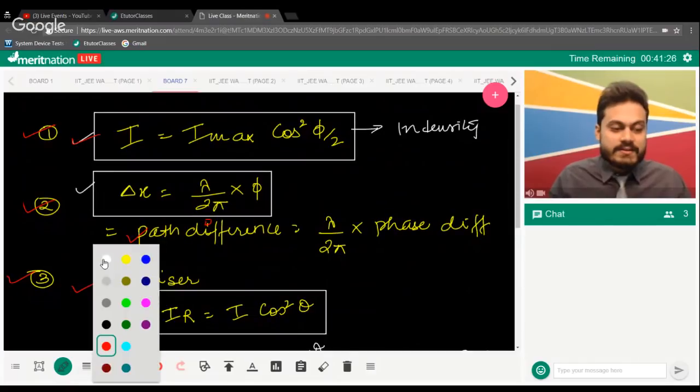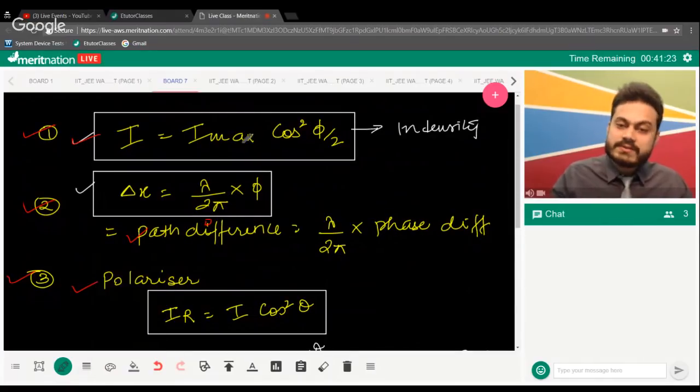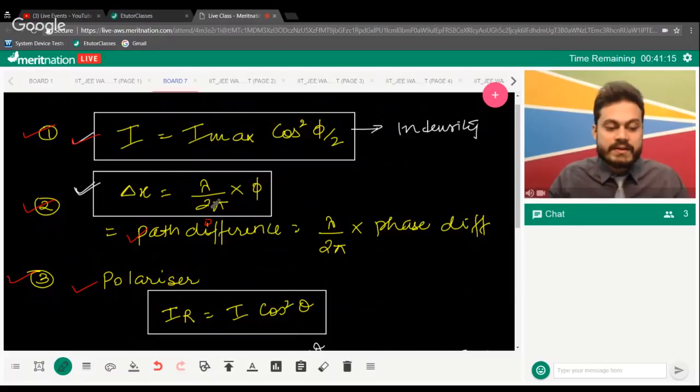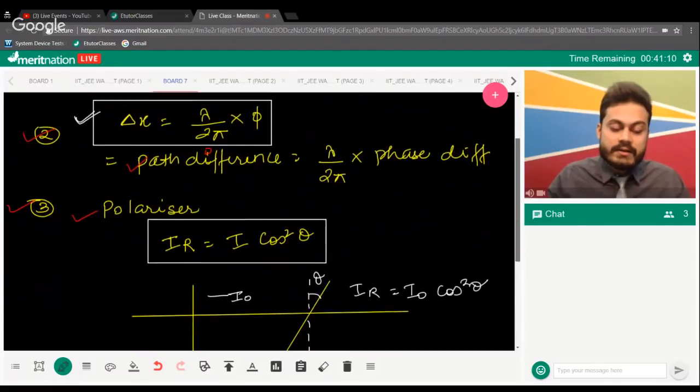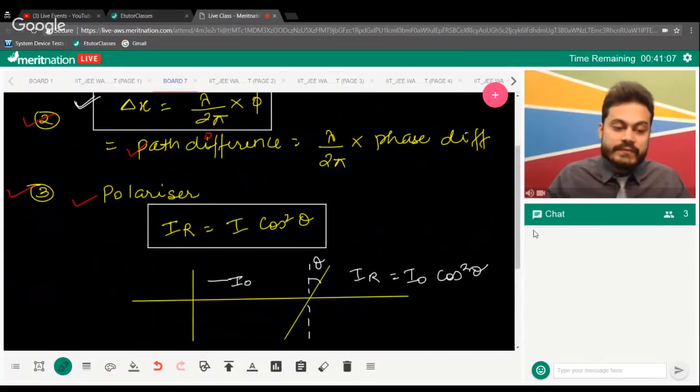Okay, so I is equal to I max cos square phi by 2. This is the intensity at any phase difference phi, and path difference is equal to lambda by 2 pi into phase difference. And for the polarizer, what is the intensity of the emergent wave if the two polarizers are making an angle of theta? Good. So it is I cos square theta.